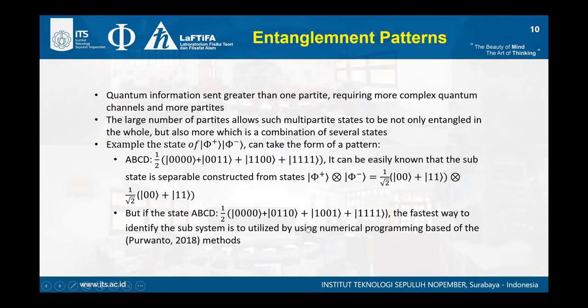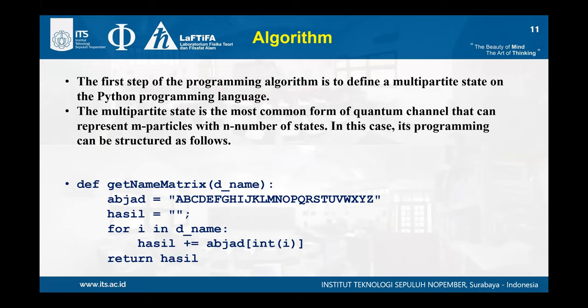But if the state is like this, it is not easy to decouple the equation into two states. The fastest way to identify the subsystem is to utilize the numerical programming based on this paper before. This is the algorithm for how to convert the calculation, starting with the definition of the matrix, the definition of the states. A to C is the multipartite.